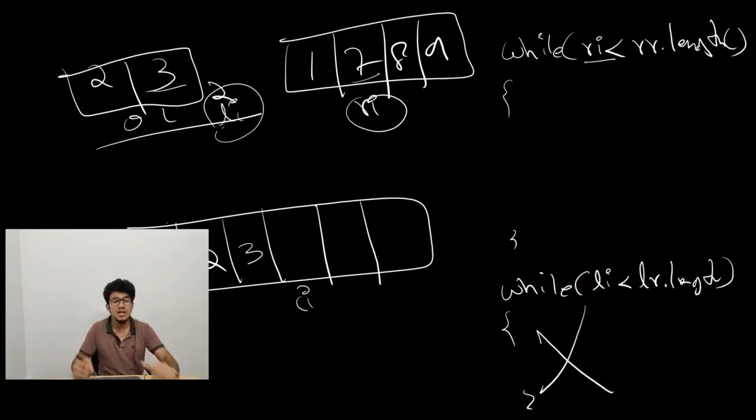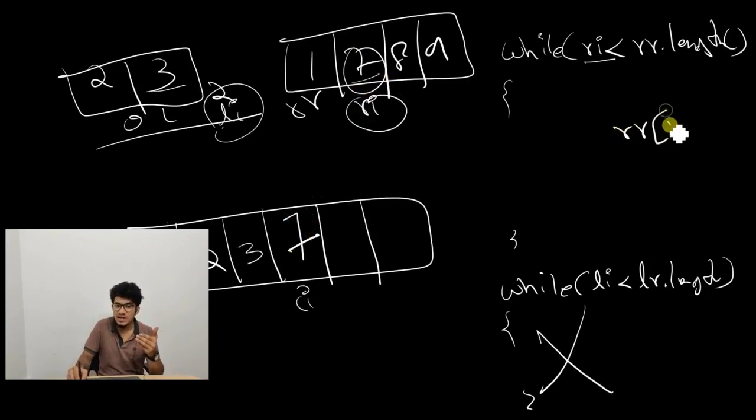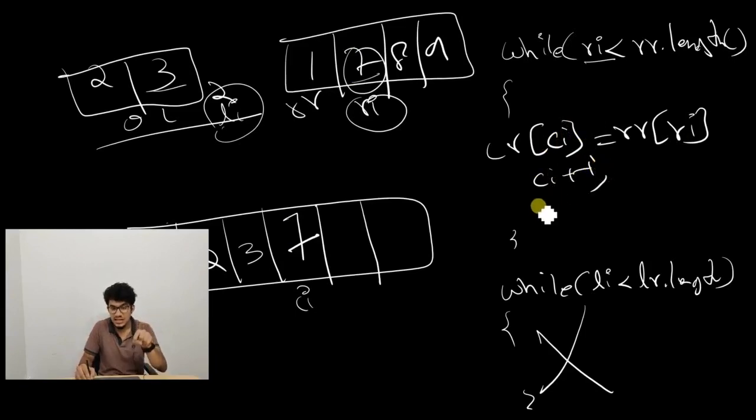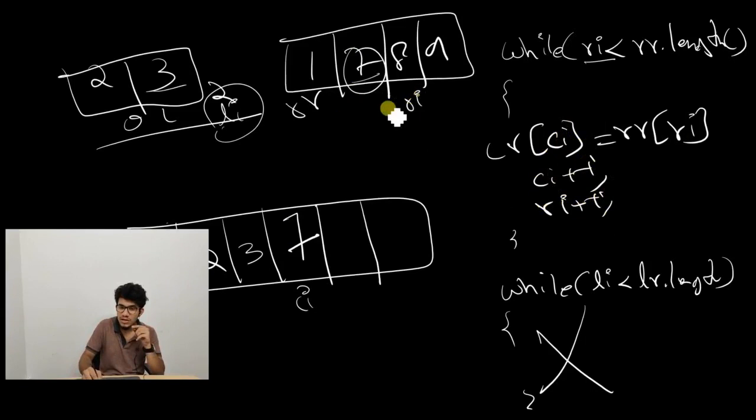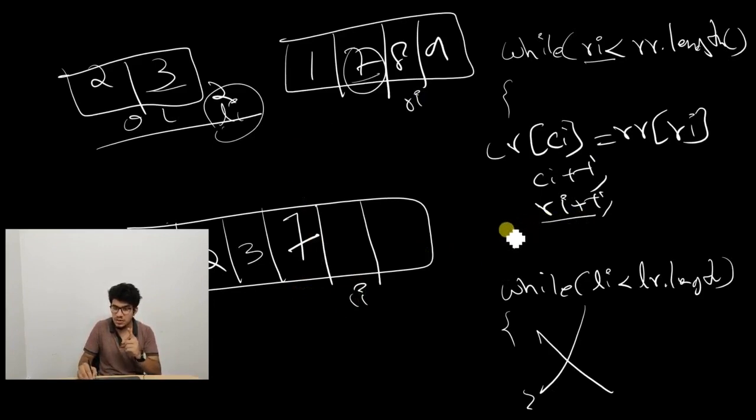But we know that now RR will execute. So what happens is the code is simple. Whatever is present in RR of R index, store it in CR of Ci. 7 has to be stored here. But remember, Ci should increment for the next element. Ri should increment for the next element. Means Ri will point here and Ci will point here. Now after Ri plus plus, Ci plus plus, you have the closure of the while loop.